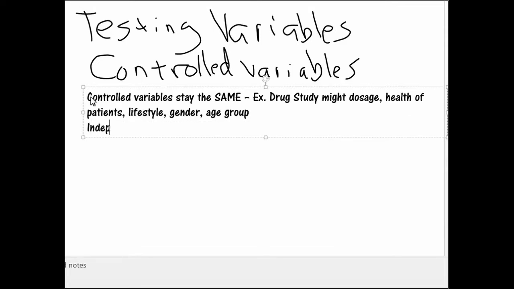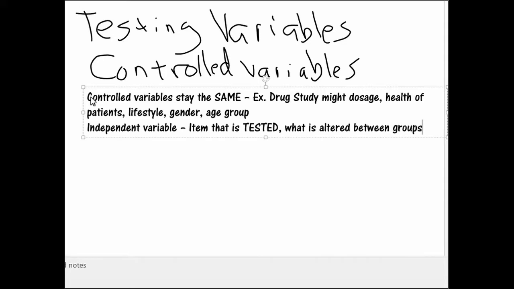Then we have what's called the independent variable. It's not that these are so particularly difficult for folks to understand, but sometimes you just get the terms switched around. This is the item that is tested. So what is altered between groups? We'll talk about the groups here in a second.